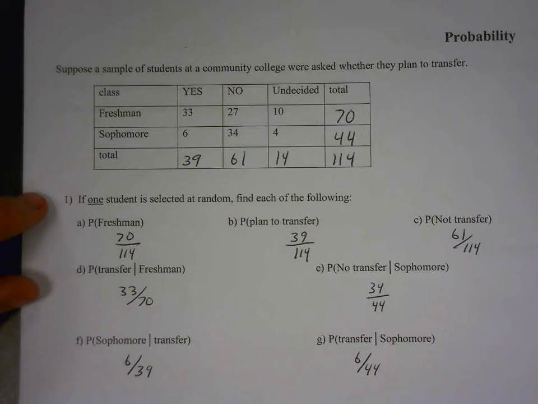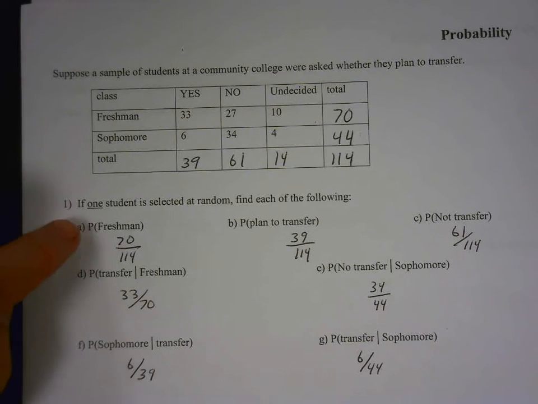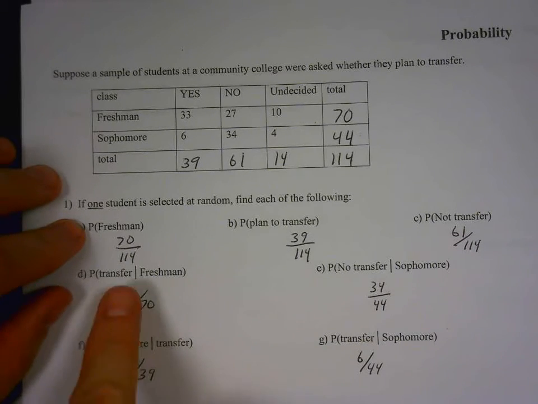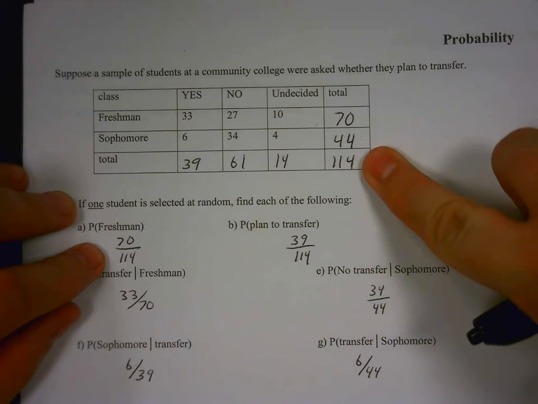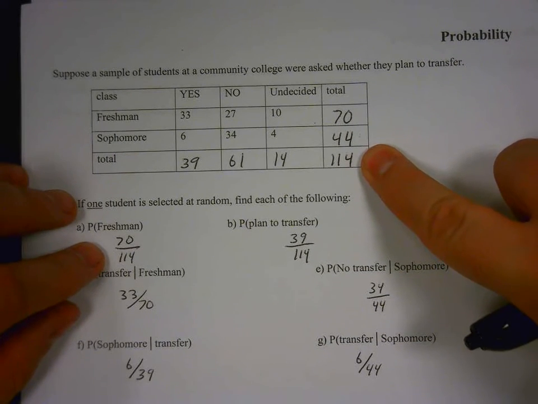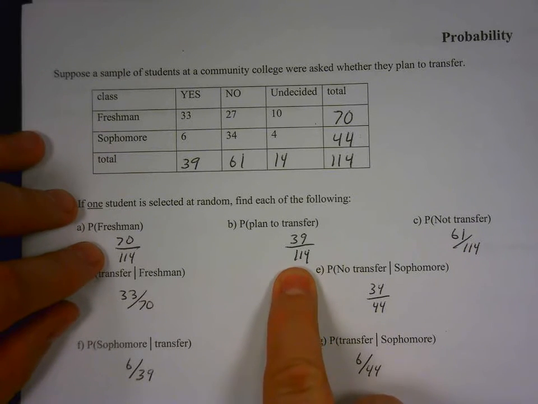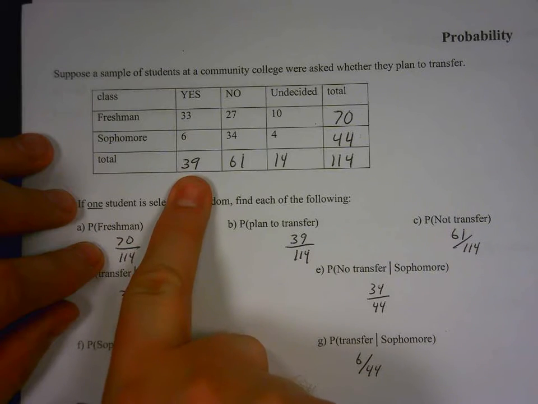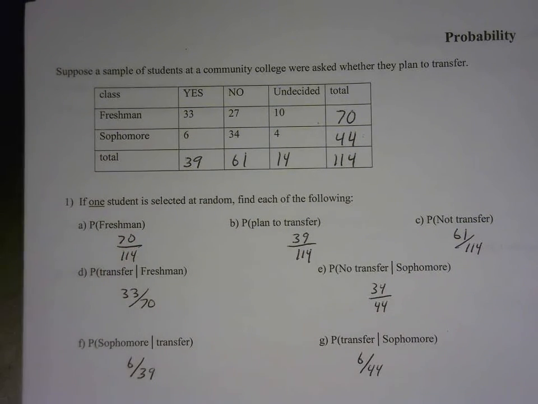Okay, so in number 1, if one student is selected at random, find each of the following. Okay, so the probability they're a freshman, well, there's 70 freshmen out of 114 total. So there's a probability you draw a freshman. Transfer, similar idea. You only look at the ones that said yes, they're going to transfer. So there's 39 transfers out of 114, and so on.